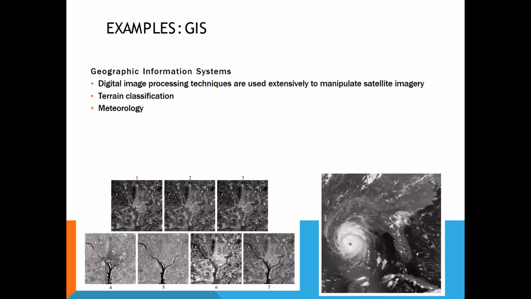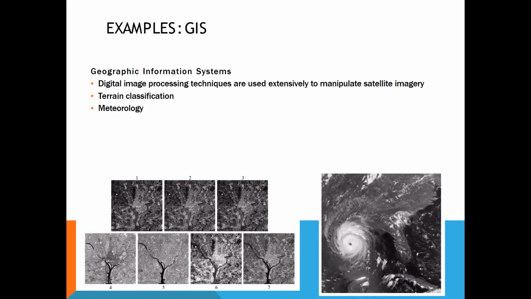Next is an example of GIS, the Geographical Information System. Digital image processing techniques are used extensively to manipulate satellite images also, for terrain classification, meteorology, and various other fields. This is an image that can be taken from the top. This is a very demanding field these days. Even in Canada, they are giving a postgraduate certification in Geographical Information Systems. It means this will be a maximum demand field in the upcoming days.